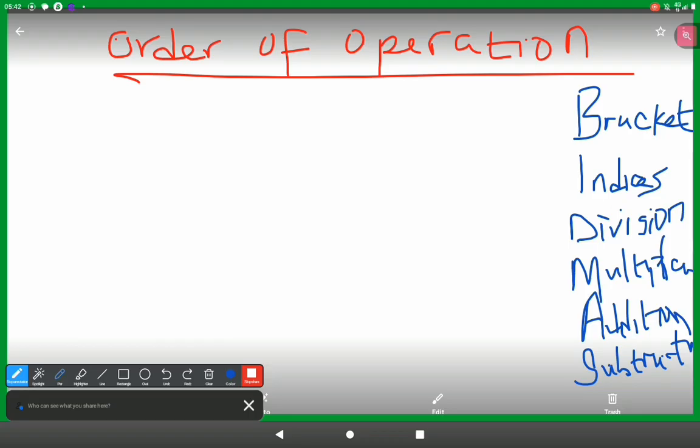Now, this is what you're going to use to guide your operations. So in a given question, you have to consider first the brackets. If you're given a question to solve, you look for the brackets. If there are brackets in the question, the bracket should be done first before others. After that, you check for the index. Index is when you have a power. An example is 2 raised to power 3. That is an index, and it means 2 times 2 times 2. So that is what we call index.